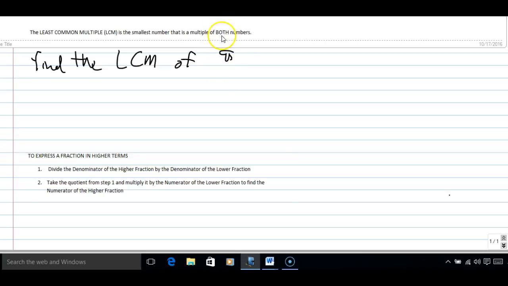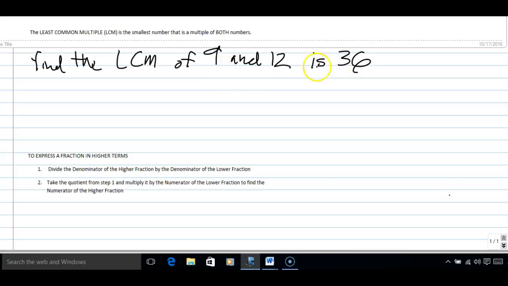Now, caution, the LCM of 9 and 12 is not 3. Three would be a common factor. I'm not looking for a number that will go into 9 and 12. I'm looking for a number that both 9 and 12 will go into. And not only am I looking for a number that is divisible by both 9 and 12, I'm looking for the smallest such creature. So the LCM of 9 and 12 is 36.